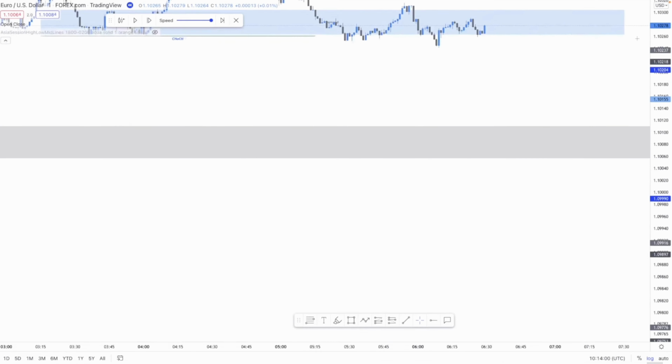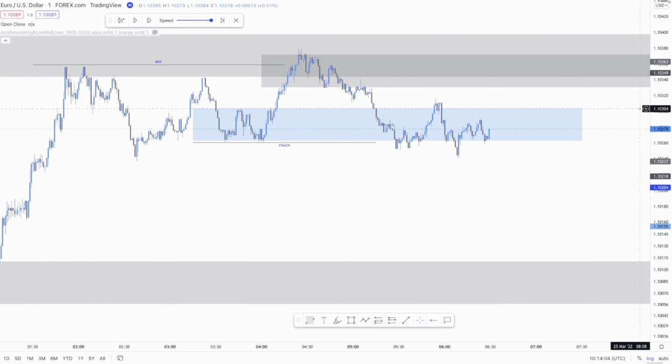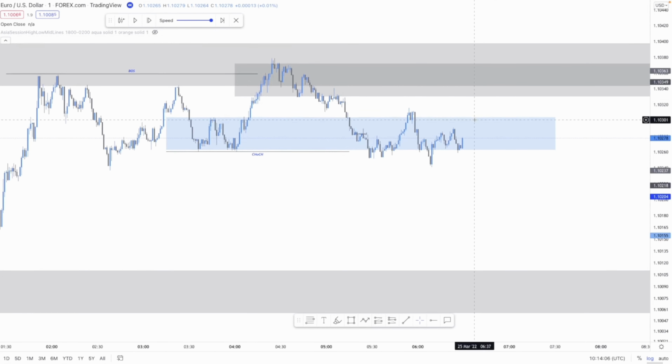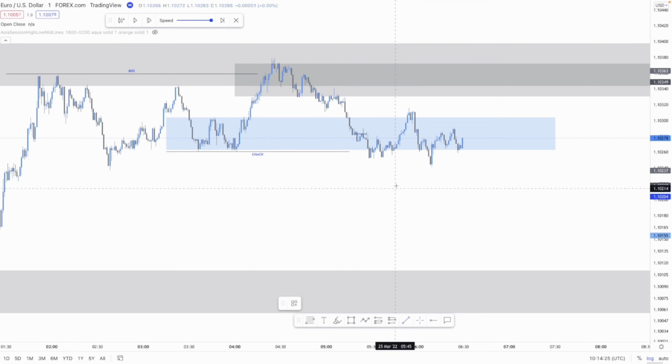Now, let me just mark this so it's a little bit cleaner. There you go, okay. So for me, my 1-minute change of character here would have been this demand zone here that put in this recent high, filling more than 50% of this move down. It left this supply zone here with imbalance below it, okay? Now, if we mark the change of character, this is where I would get my entry from. So this is the 1 minute change of character.